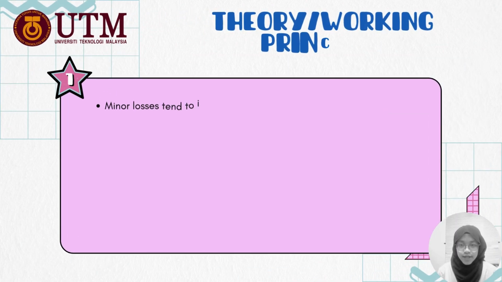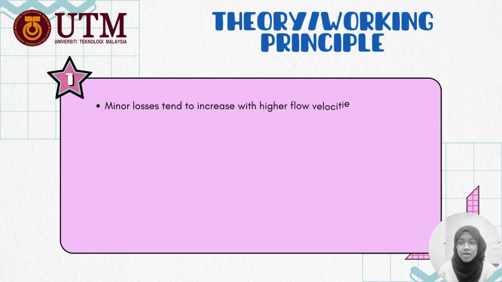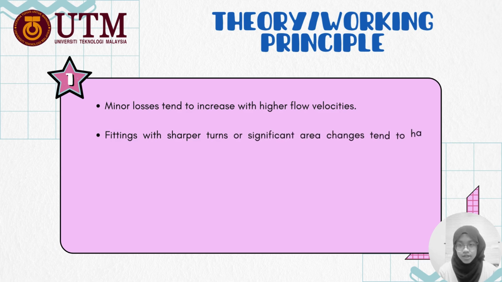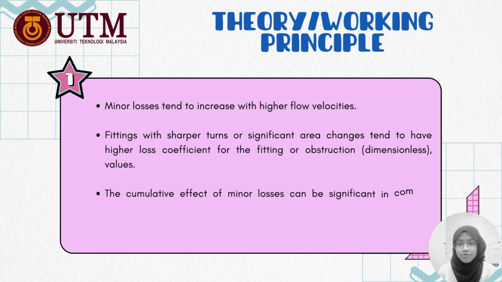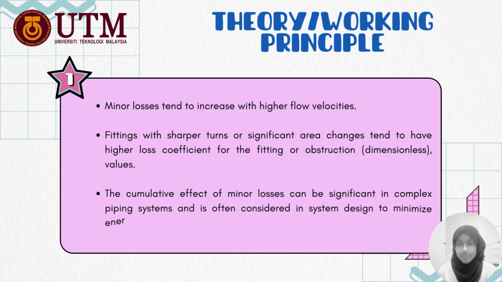First, you should know that with increasing flow velocity, minor losses tend to rise. Second, fittings with a large area change and abrupt twists typically have a greater loss coefficient value, because we have 45 degree bends and 90 degree bends of the pipe. Third, to reduce energy needs, system design frequently takes into account the cumulative effect of small losses which can be sustained in the entire pipe system.